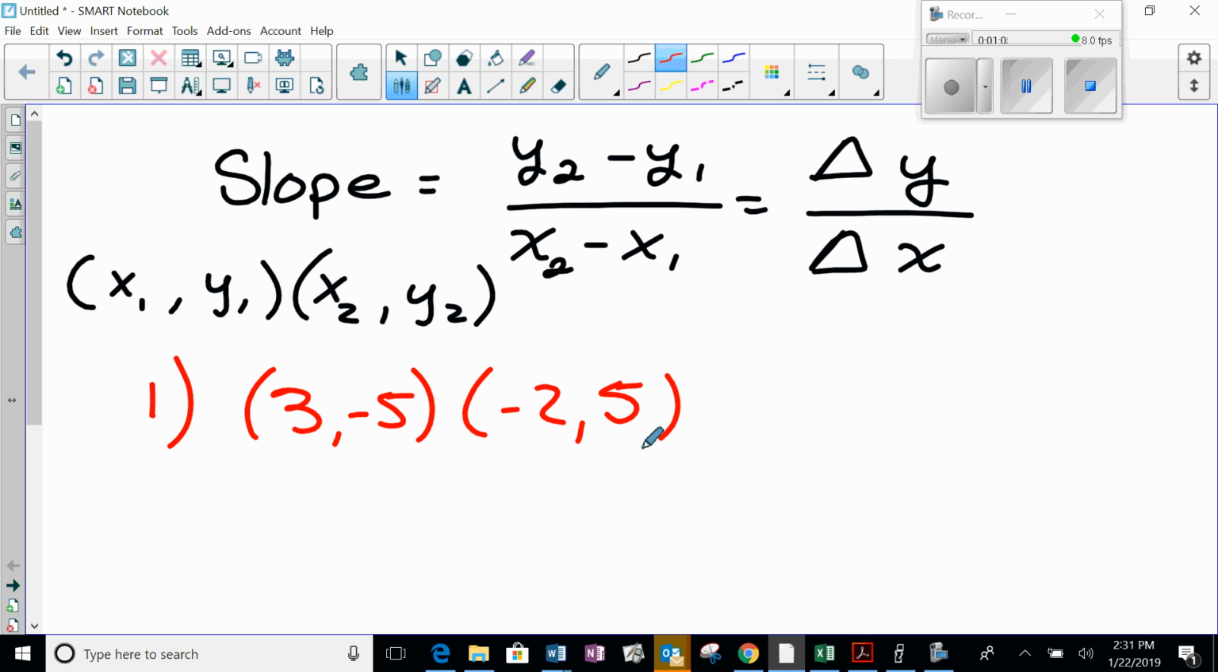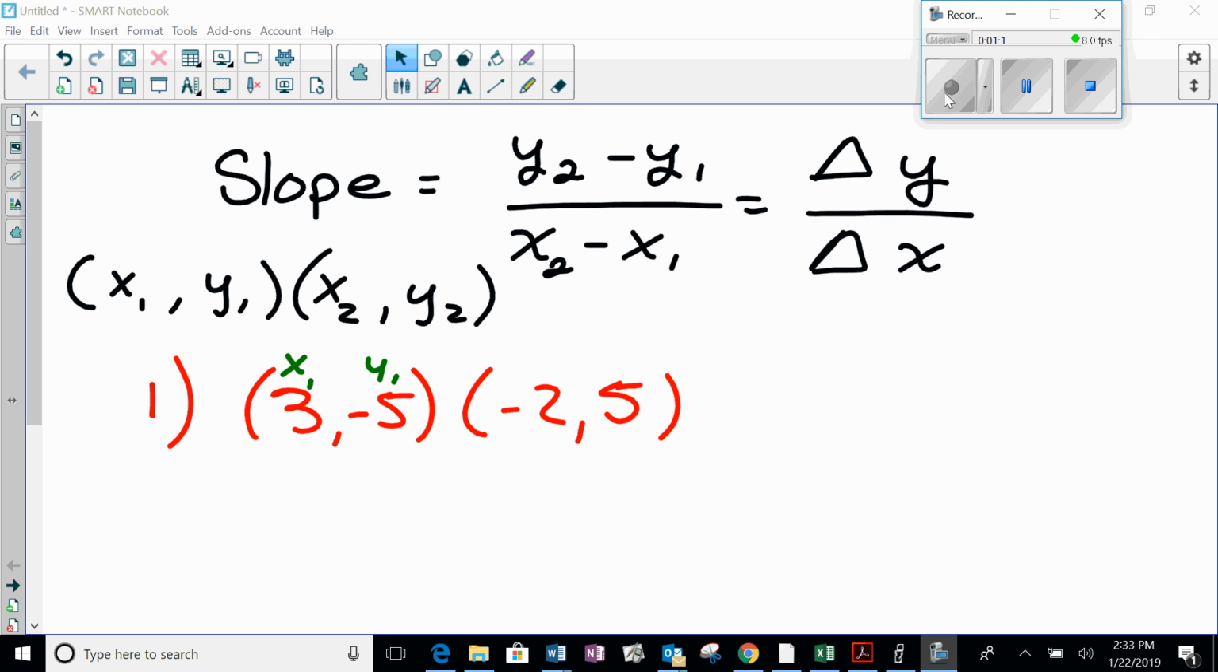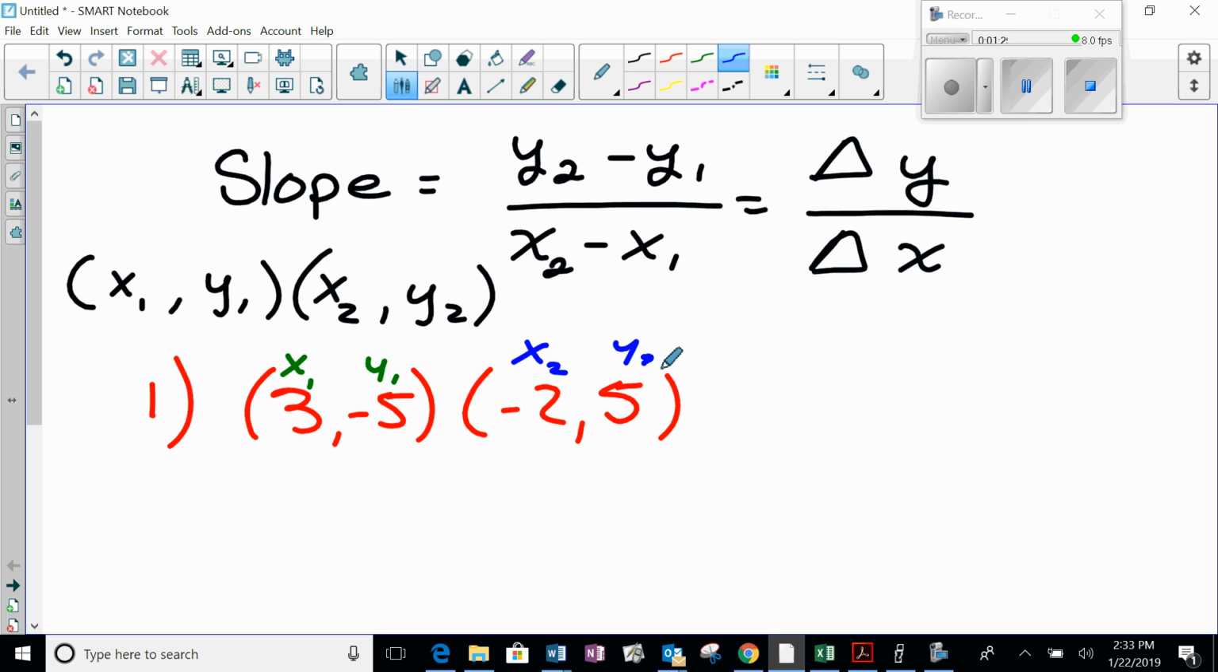So the first point is 3, negative 5. So I'm going to call that x1, y1. So we're going to label the first point x1, y1. Again, that's simply identifying that it's the first point they gave us. The second point is going to be x2, y2, just identifying it as the second point they gave us.